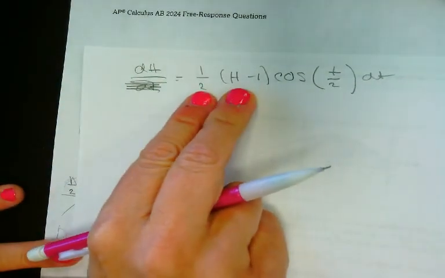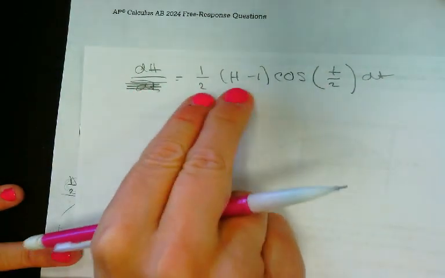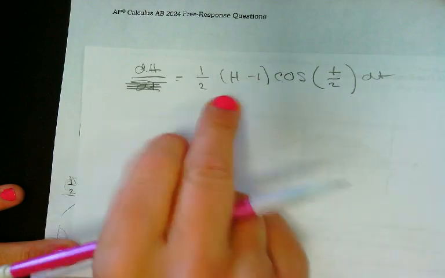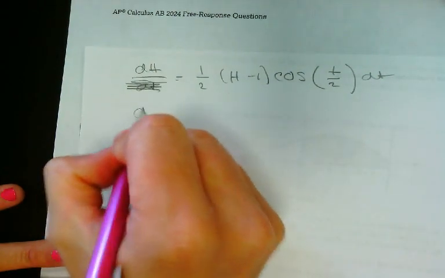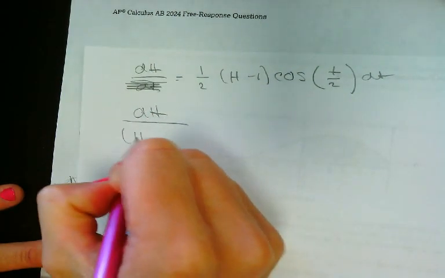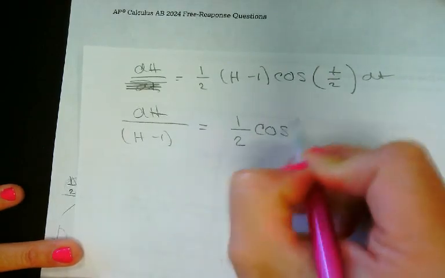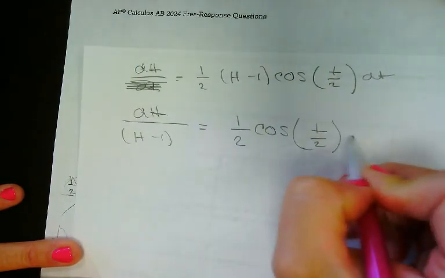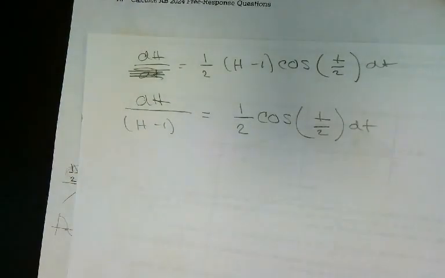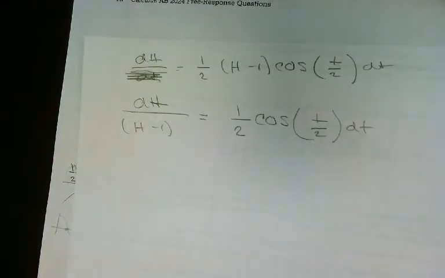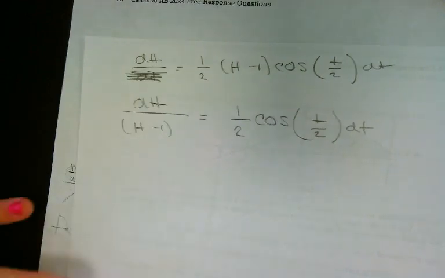Now, you could take the 1/2 with the h, but then you have a fraction in the denominator, which is a little ugly, so I'm probably going to leave the 1/2. So I'm going to say I get dh over h minus 1 equals 1/2 cosine of t over 2 dt. And again, I chose to leave my 1/2. You certainly didn't have to, except you'd have a complex fraction then, but to me that was easier. You can do whatever works for you.